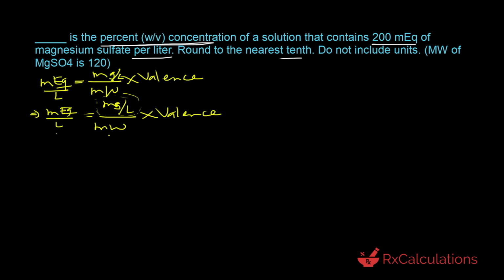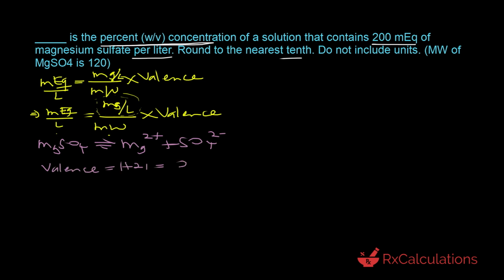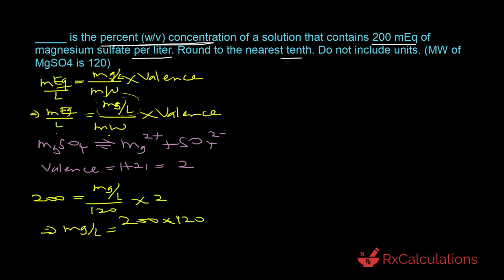Valence is 2. Magnesium sulfate, you put that in water, you have a magnesium cation and a sulfate anion. You can find the valence from either the charge on the cation or the anion. So the valence is the absolute value of +2, which is 2, or of -2, which is also 2. So we figure that out. Now we just substitute everything into the equation. So we have 200 equals milligrams per liter divided by 120 times 2. It implies that milligrams per liter is equal to 200 times 120 divided by 2.